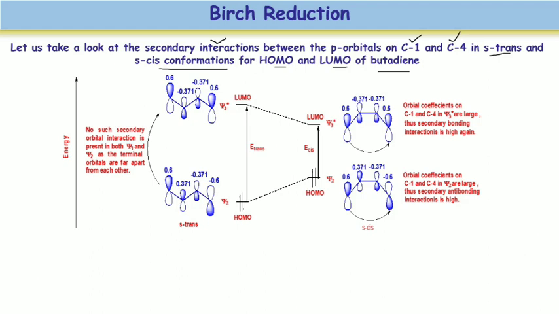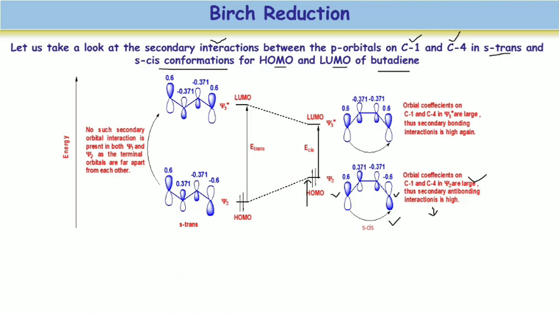If you look at the Psi2, that is the HOMO of the S-cis conformation, you can see that the orbital coefficients on carbon 1 and carbon 4 are large. Thus, the secondary antibonding interaction is very high. As secondary antibonding interaction is a destabilizing factor, it will increase the energy of the HOMO, that is Psi2.